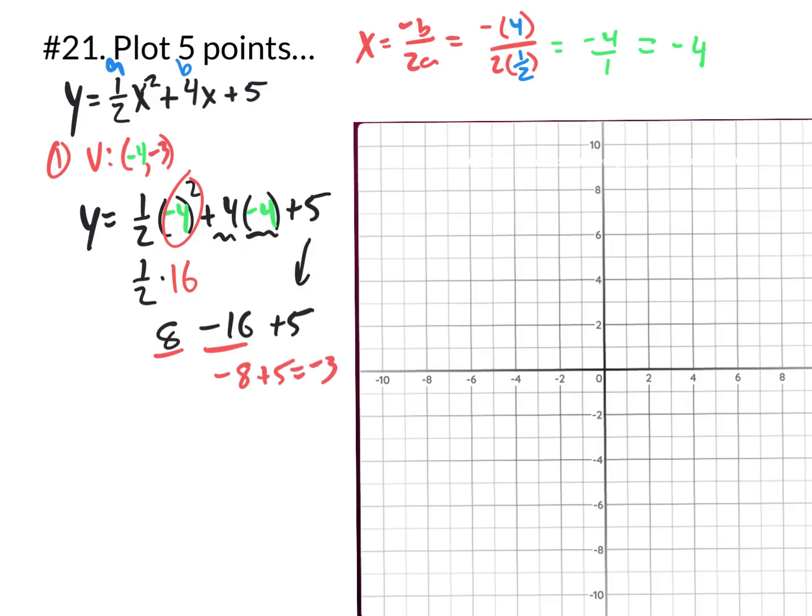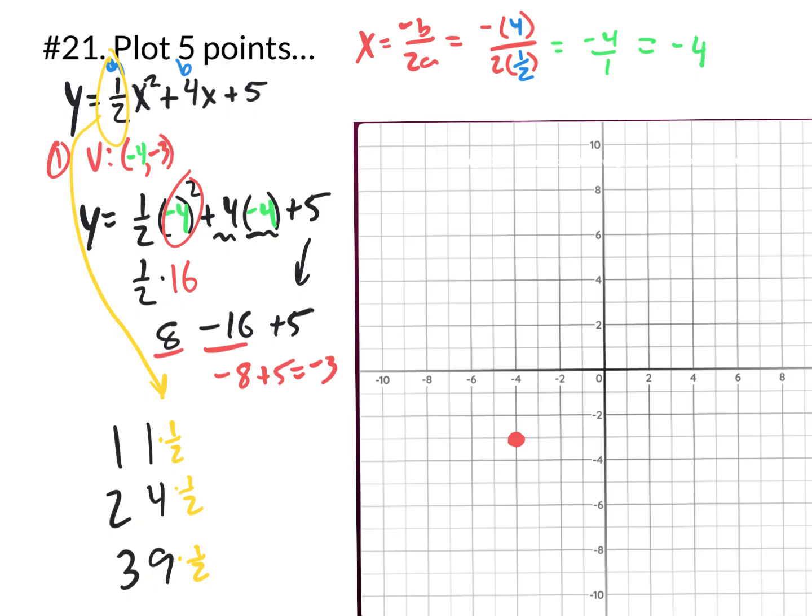So your vertex is negative 4, negative 3. Negative 4 on the x, negative 3 on the y. You put a dot there. That's your vertex. From that vertex, it would be nice to be able to use the pattern 1, 1, 2, 4, 3, 9, but we know that pattern only works when you have an a value of 1 or negative 1. In this case, you have the a value of 1/2, which means you have to multiply the outputs by 1/2.